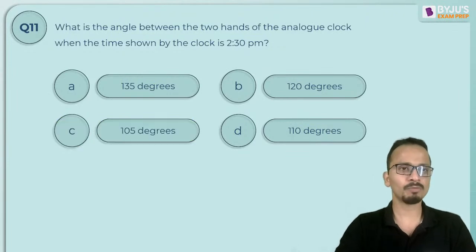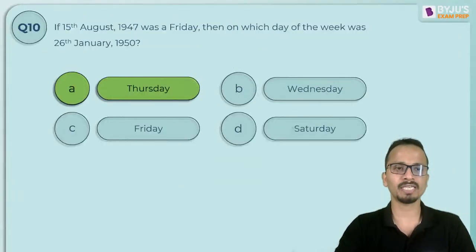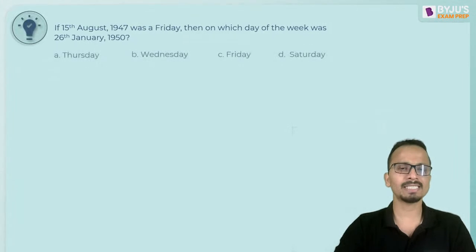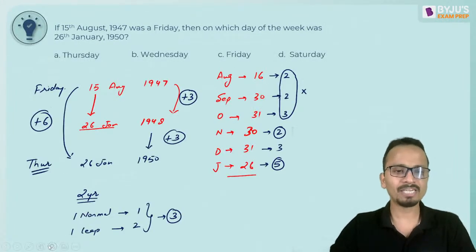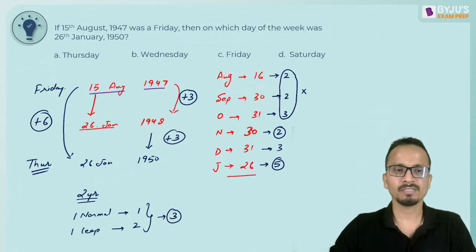Okay. So like I promised, I'll go back to the previous question, question number 10, and let's have a look at the complete logic once again. Now follow whatever I am writing with the purple color. Now we started from 15th August 1947, and first of all we'll go to 26th of January 1948.